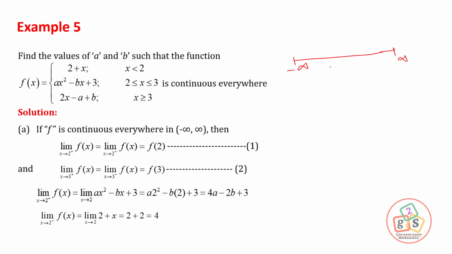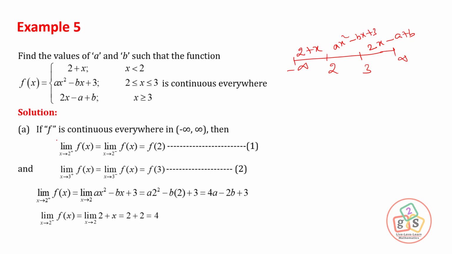Here the function is split into three pieces, at x equals 2 and x equals 3. For x less than 2, the function is 2 plus x. From 2 to 3, the function is ax squared minus bx plus 3. And above 3, we have 2x minus a plus b. Given the function is continuous everywhere on the real line, in particular it is continuous at x equals 2 and also x equals 3. Using this idea, we can find the constants a and b. Now we will see the solution.